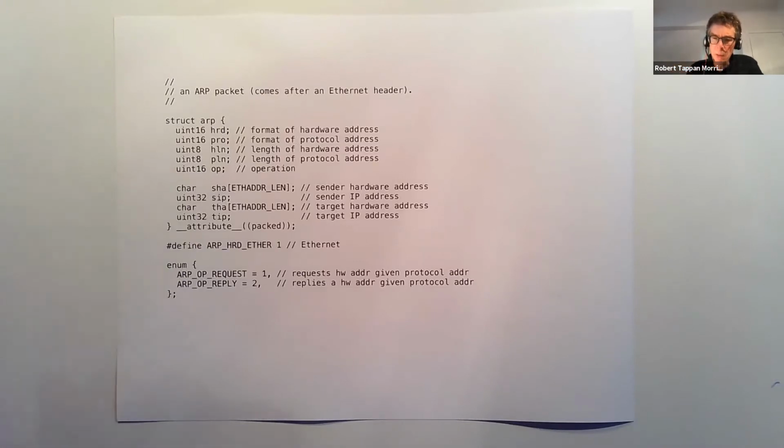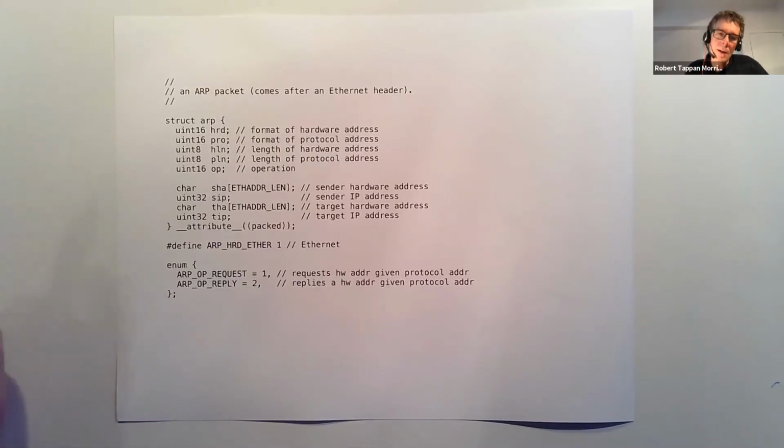But when an internet packet finally arrives at an Ethernet, we need some way to, given a 32-bit IP address, figure out the 48-bit Ethernet address of that host. And the way the internet chooses to do that is to have a dynamic resolution protocol, a kind of request response protocol called ARP, for address resolution protocol.